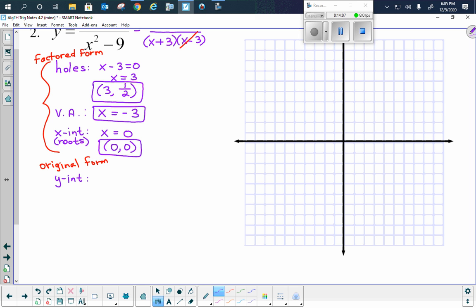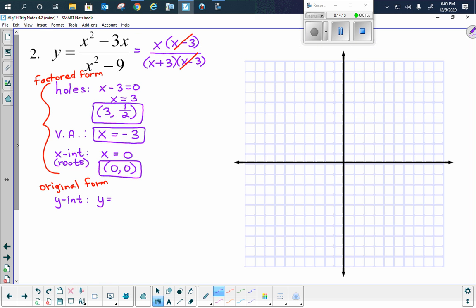So for a y-intercept, remember you're letting x equal 0. And this is in the original form. So in the original form, if you plug in zeros for x, you're going to get 0 over negative 9, so 0, which means you have a y-intercept at (0, 0).